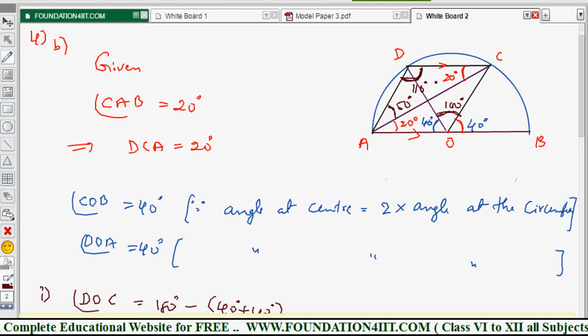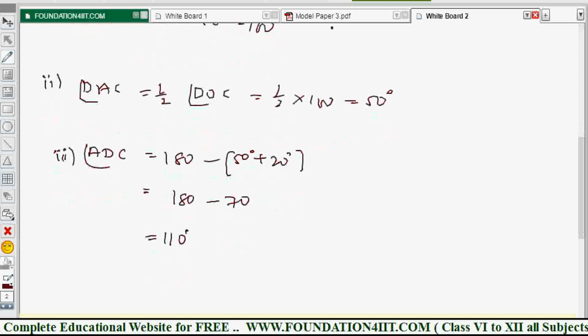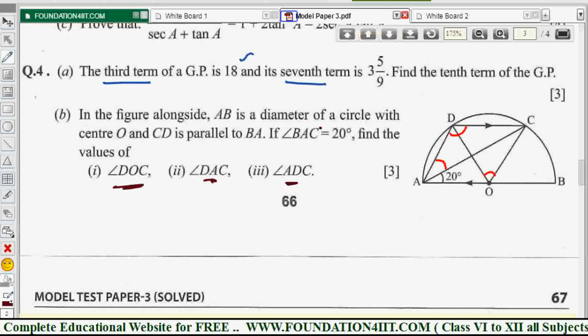Only three properties: one is the angle subtended at the center is double the angle subtended at the remaining part of the circle, and the sum of the angles in a triangle property we applied, and parallelogram properties. That's all about this. These are the four angles. One is 100, second is 50, and third is 110. Let us see the next one.